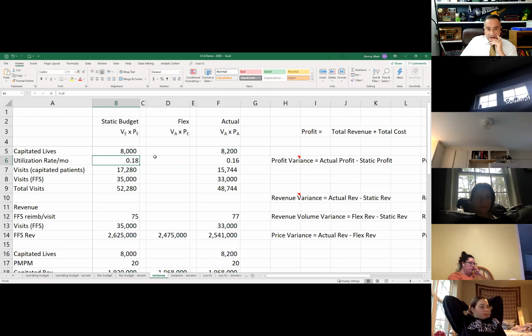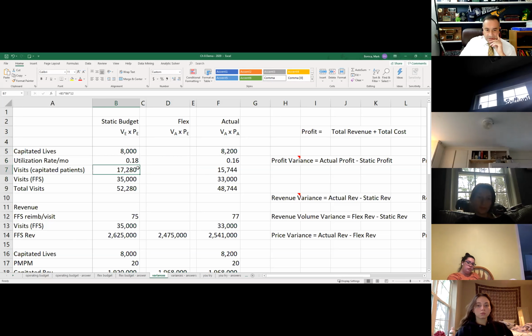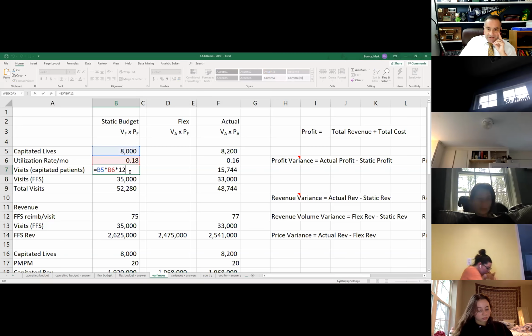Okay. So we take our 0.18 visits per month on average, and we multiply it by our 8,000 capitated lives, and that would give us 1,440 visits per month. But we're really interested in an annualized number because that's how we do budgeting typically, on a fiscal year. So we're going to take 0.18, the monthly utilization, times the number of lives, times 12 to give us our annual number of visits. So it's likely on the exam that I won't give you the number of visits for the capitated patients.